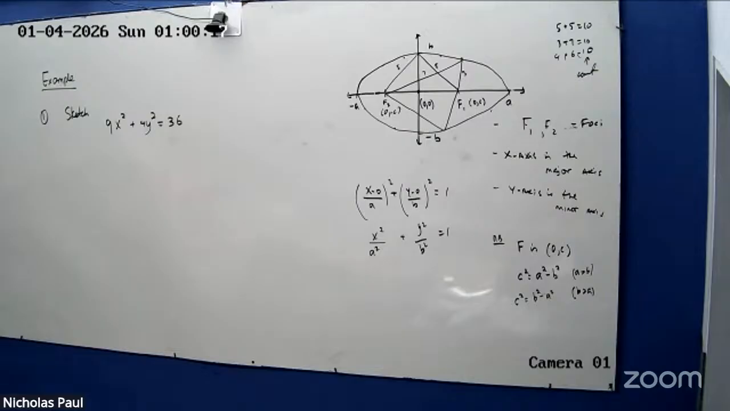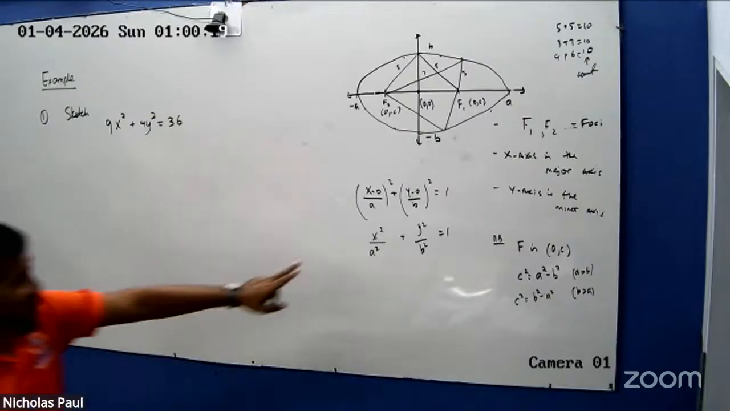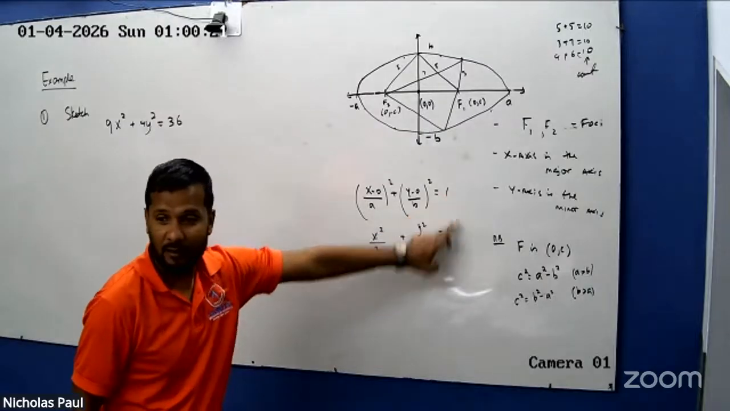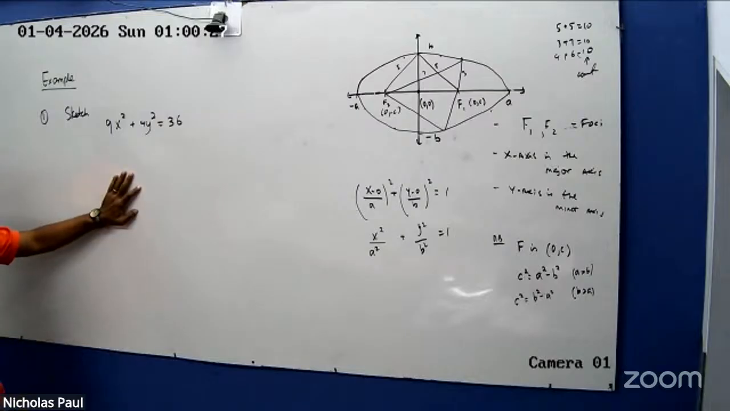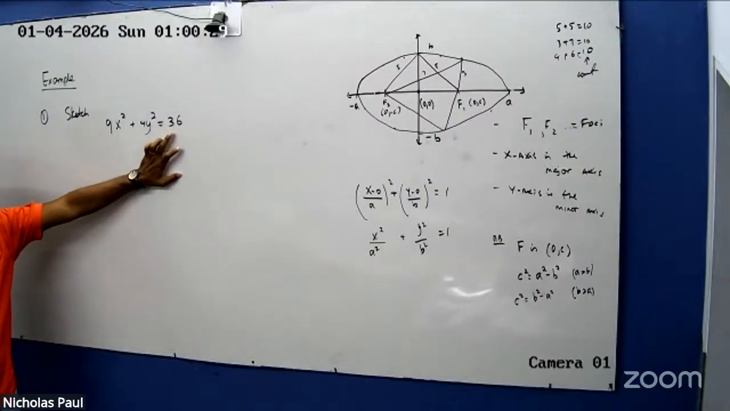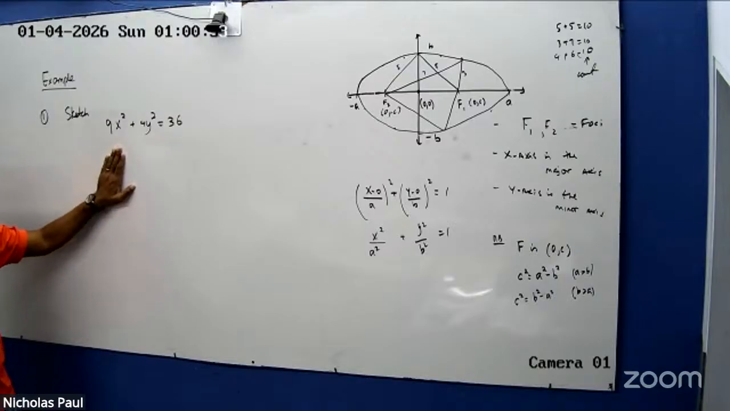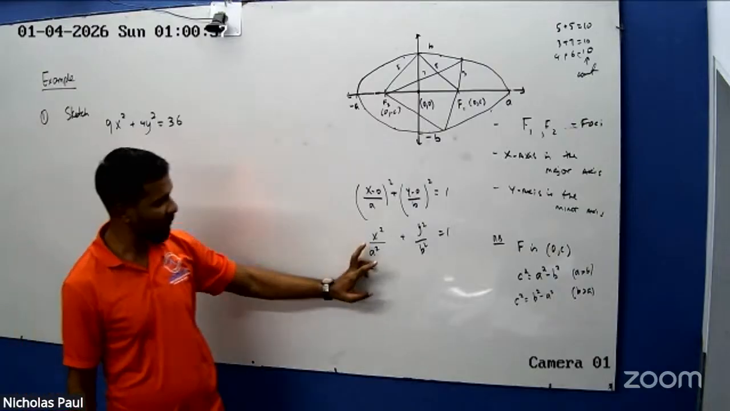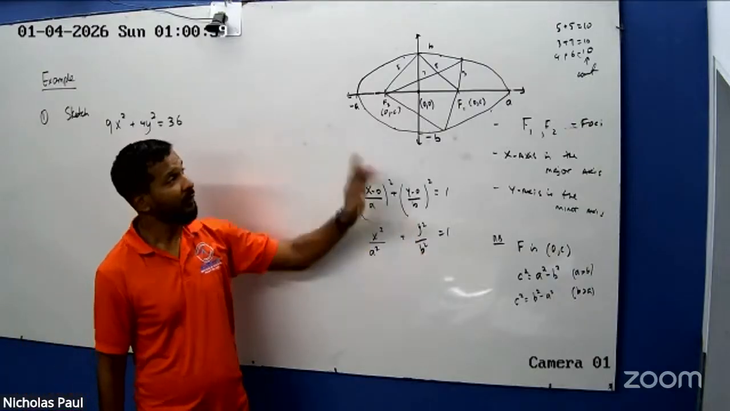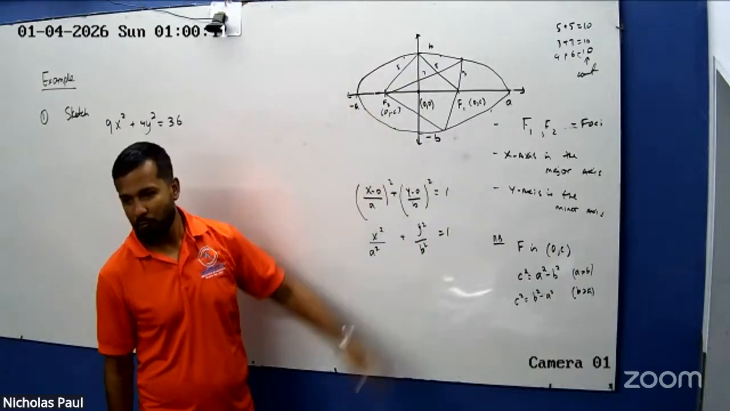If we divide by... and you want to get what? So what would you divide by? You want to get 1 here, so what do you divide by? 36. So you divide everything by 36 and then you'll get a form like this, which can help you find A and B. Then give them a quick sketch.